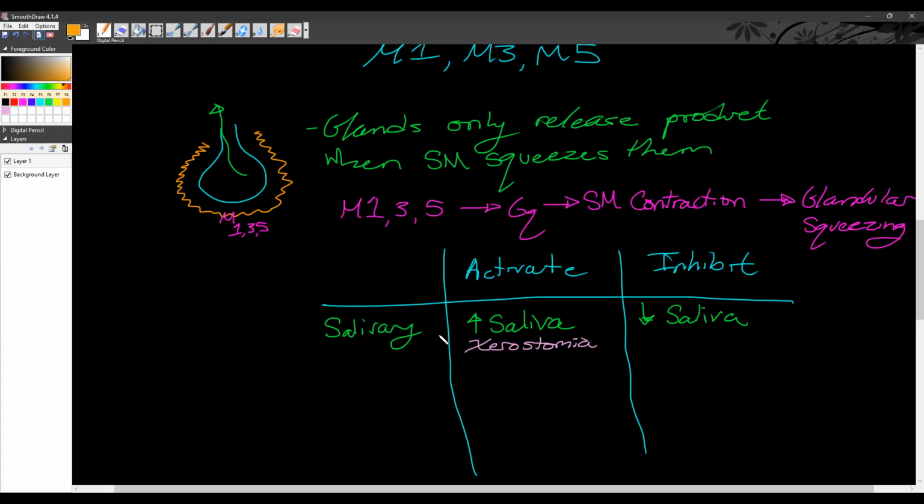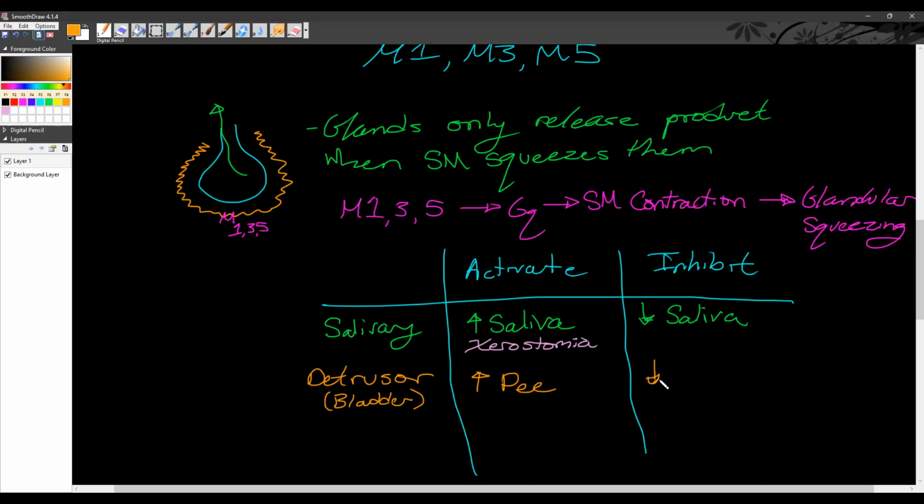Another gland, more specifically the smooth muscle that surrounds it, is the detrusor muscle, which is the one that surrounds the bladder. So what happens if you activate the detrusor muscle? You pee. You're gonna pee. Tons of pee.